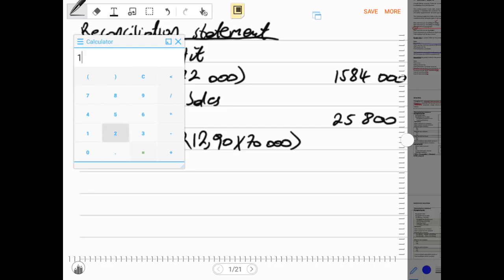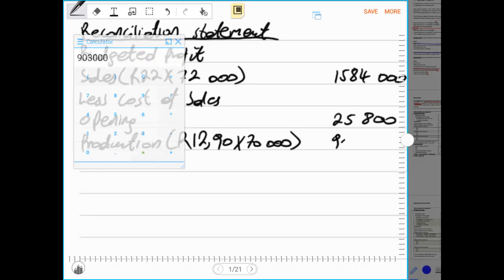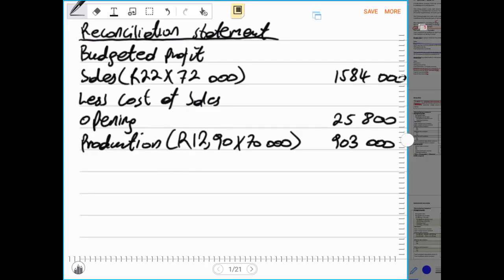So this will be 12 rand 90 cents times 70,000, because we estimate to manufacture 70,000 units, and this gives us 903,000 rands.